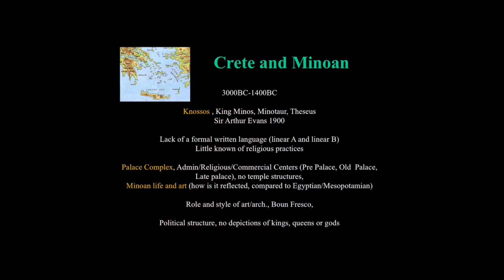But in this, we don't really have a formal language. We can't find anything in their formal language. We don't have a lot. Not a lot is known of the religious practices, although we will get into what we do know about it. And we do find a vast palace complex here on the island, and they call it the city of Knossos, or the Palace of Knossos. And it is about, well, let's check it out here.